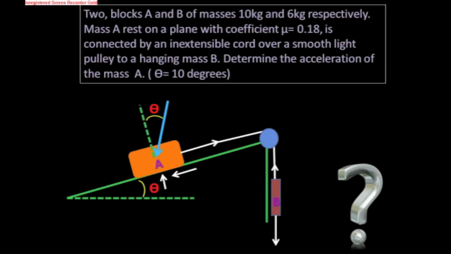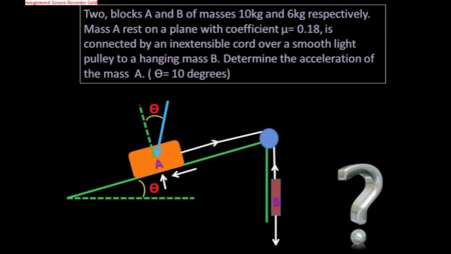Question 1: two blocks, A and B, of masses 10 kg and 6 kg respectively. Mass A rests on a plane with coefficient of friction 0.18. It is connected by an inextensible cord over a smooth pulley to a hanging mass B. Determine the acceleration of the mass A. Now, Mr. Newton will start talking to you already.